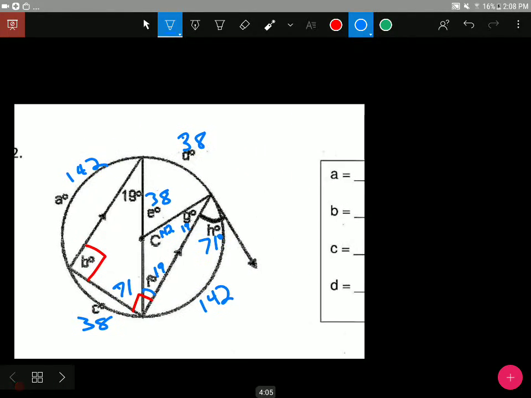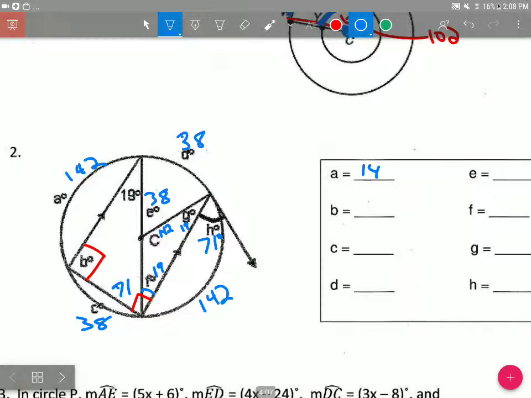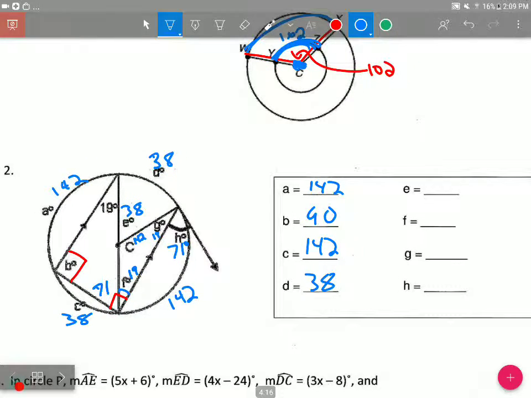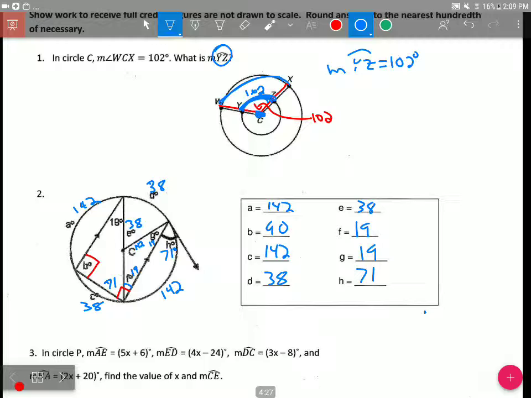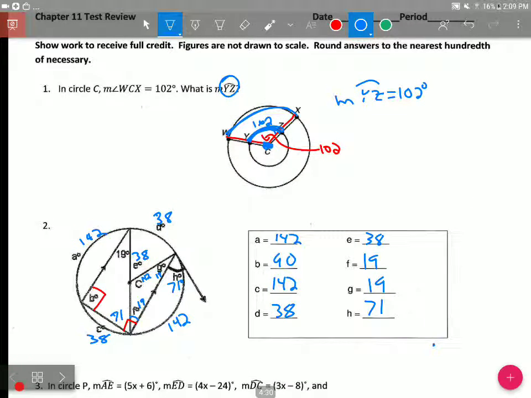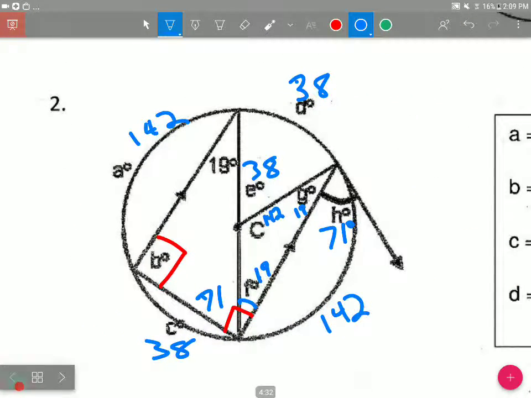And so now we just start filling out. A is 142. B we found was 90. C was also 142. D is 38. E is also 38. F is 19. G was also 19. H is 71. Is that all they're asking for? Yep. So that's it. But again, you notice how we just started with something we knew and we slowly worked our way around until we found everything. That's just how you got to do this.